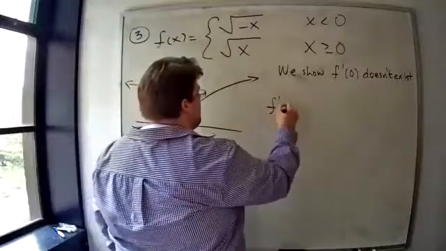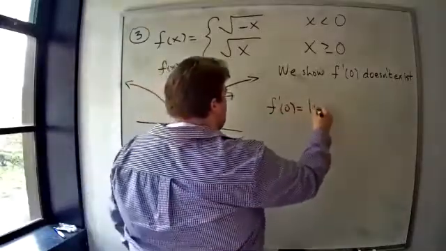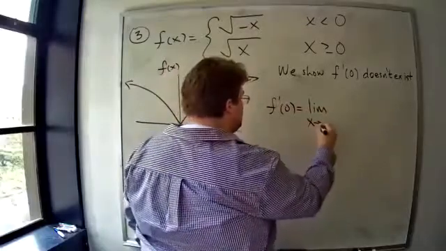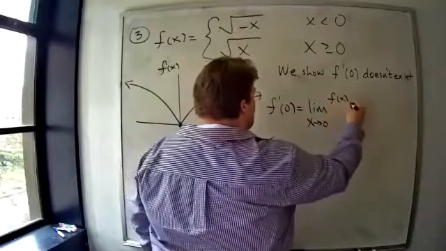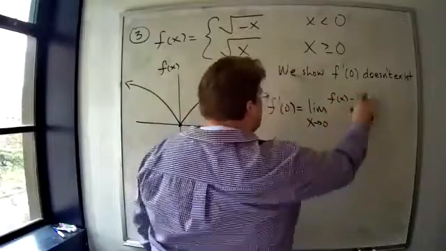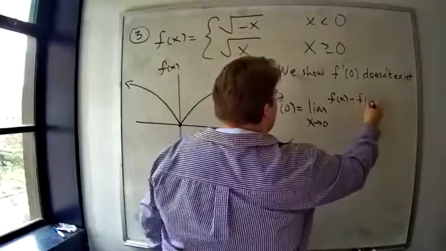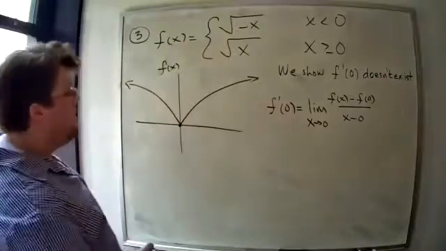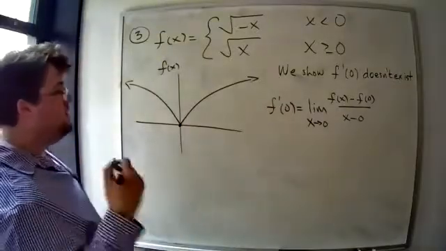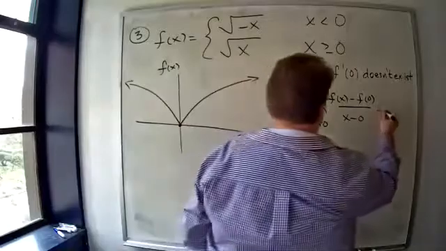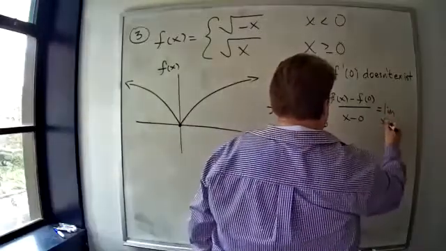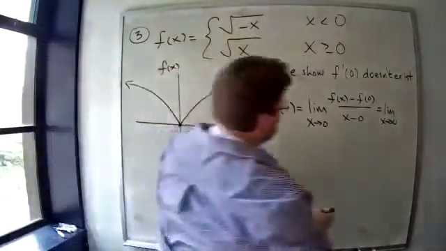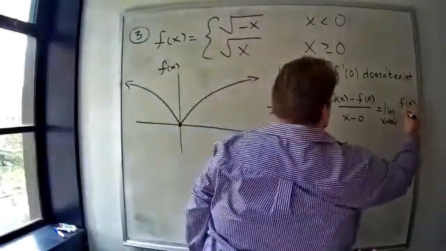So f prime of 0 is the limit as x approaches 0 of f of x minus f of 0 over x minus 0. That's the derivative at 0. And how does this simplify? Well, we can't do much simplification yet. All we can do is f of 0 is 0, and 0 on the bottom is 0. So this just equals this limit.